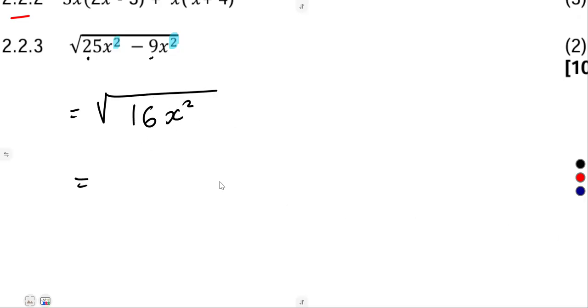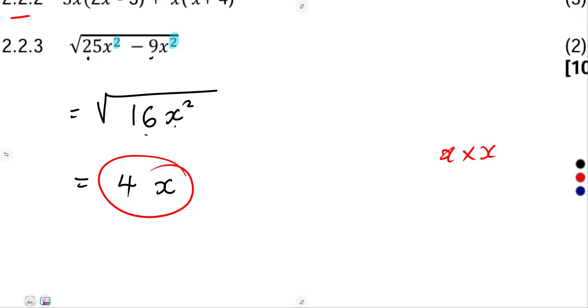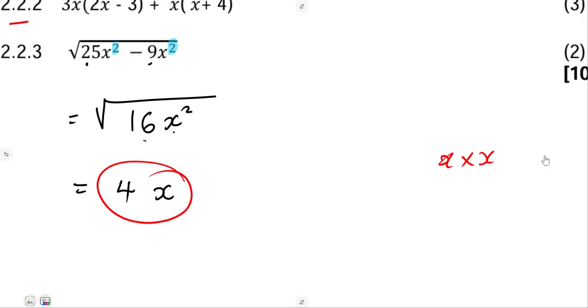We can determine its square root. What is the square root of 16? 4. What is the square root of x squared? That's x. How many x's are we having there? 2. So the square root x times x gives us x squared. So that's the square root of x squared is what? Is x. So you can write plus or minus 4x, or you can just write 4x as it is, no problem. All right, that's it.